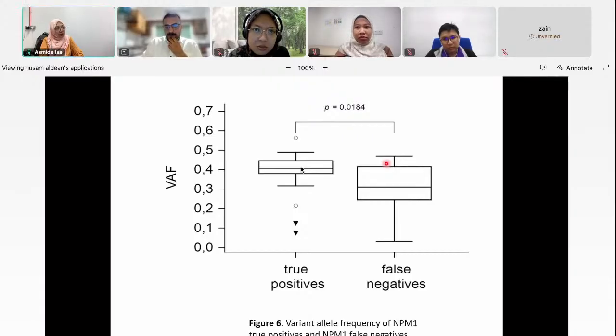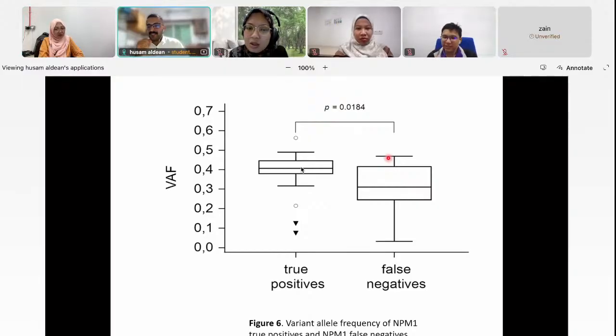False negative should be lower. Yeah, the lower the better. True positive should be higher, the higher the better. False positive should be lower for better performance. Yeah, this is false negative. It is confusing, false negative or positive? This one is false negative. It's good for the performance. So false negative should be lower.